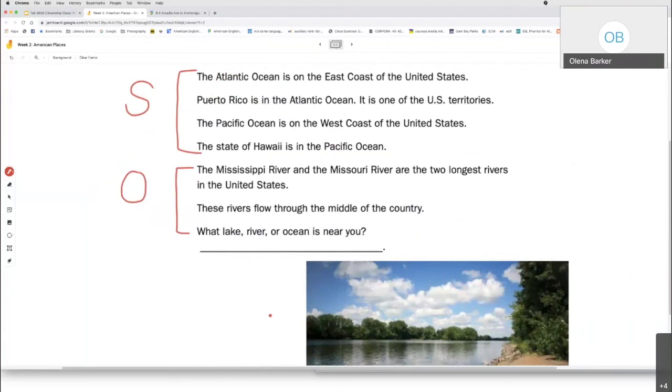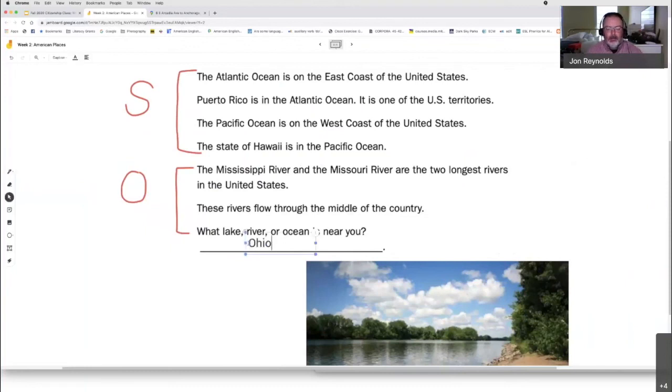Very good. What lake, river, or ocean is near you? Guys, what is the river that goes through Cincinnati there? Anybody know? Ohio River. Yeah, the Ohio. Now, the Ohio River is a very long river. Believe it or not, it is not as long as the Mississippi or the Missouri. That's kind of a surprise to many people. Some people think the Ohio would be a longer river, but no.